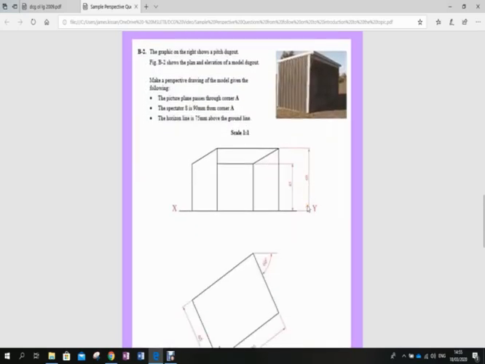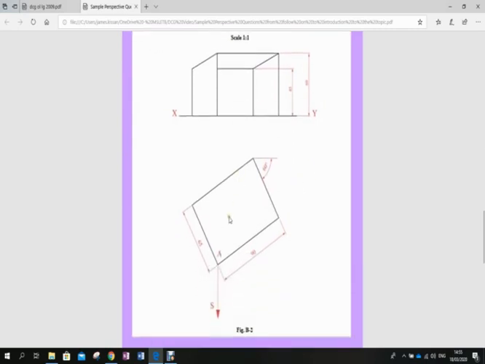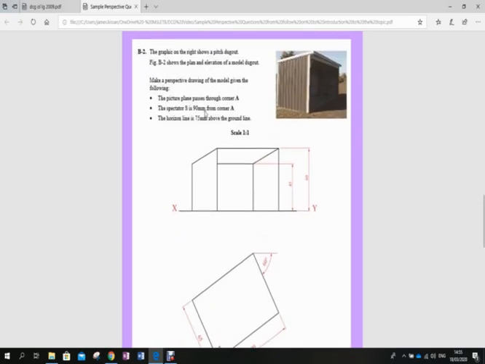Question 2 here, similar again. The object is slightly different. It's a bus shelter this time. So we have picture plane going through corner A. Again, it's not shown what angle it is, so you'll need to find the angle at which it is. The spectator is due south and it's 90 away from corner A. Horizon line this time is 75 above the ground line.